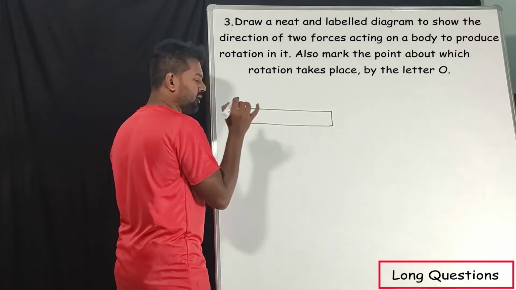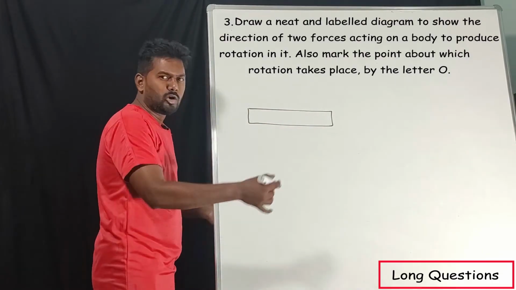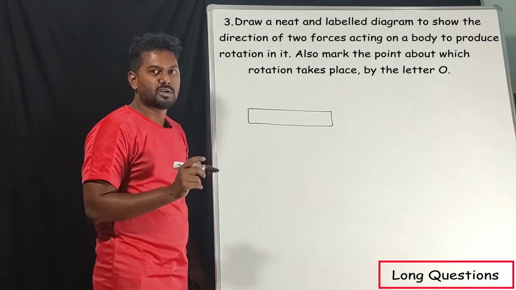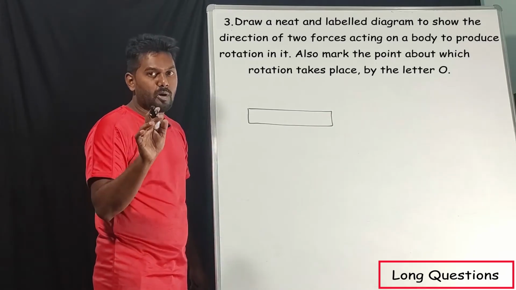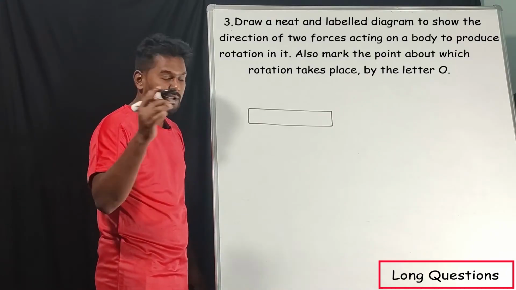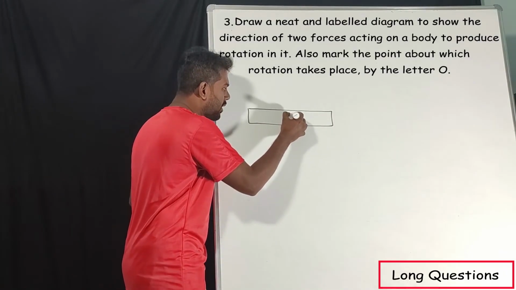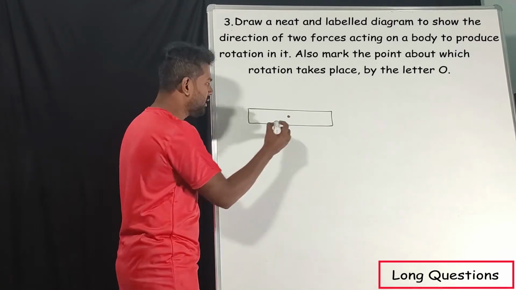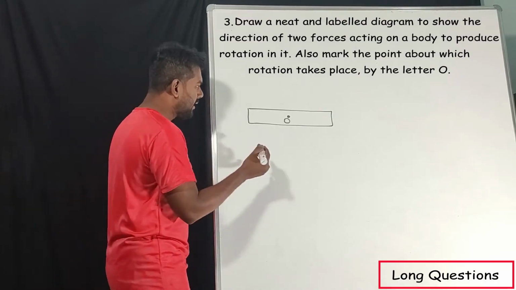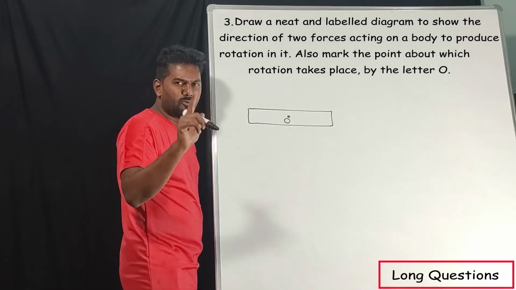Assume there is an object. To have a rotation, we should have a pivot point. In the previous question, that means question number 17, there was no pivot point. That is why we did not have any rotation or any effect. Here, for rotation, we should have a pivot point, and that should be written as O, which is given in the question. Now, to make it rotate, only one force is enough.